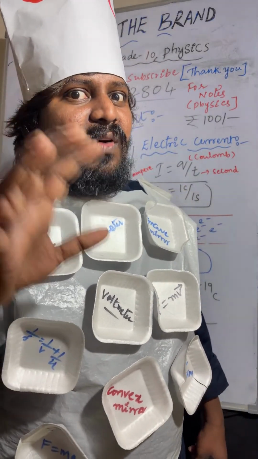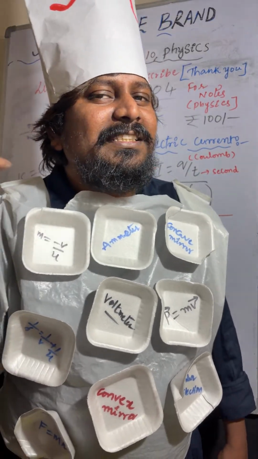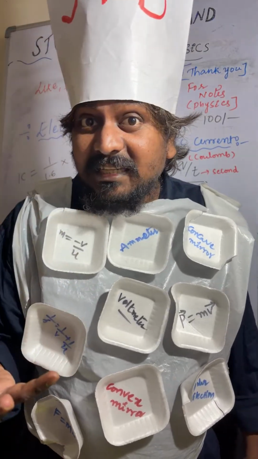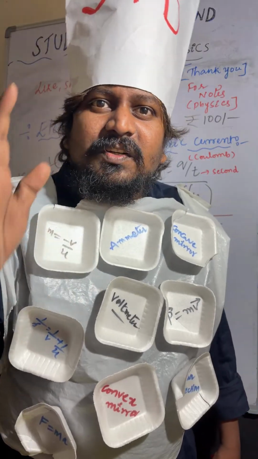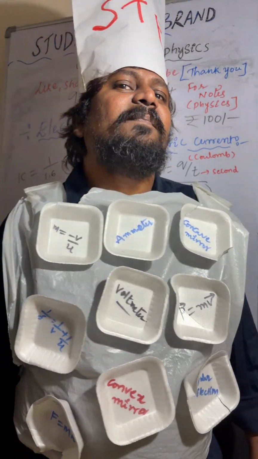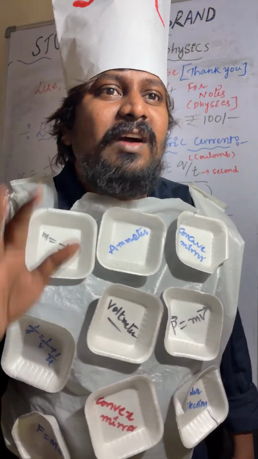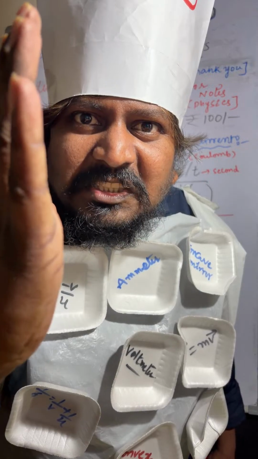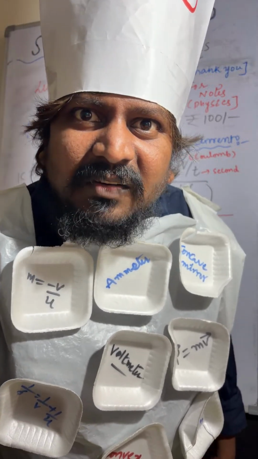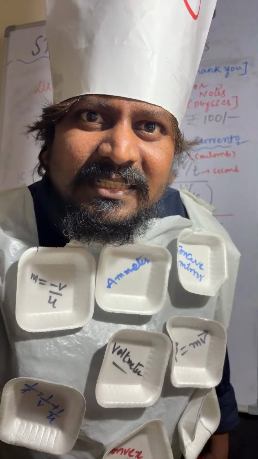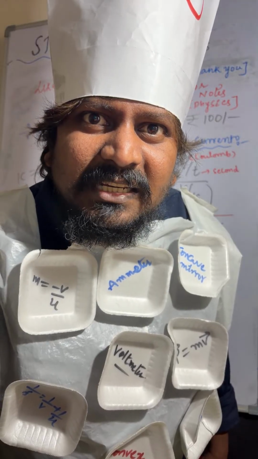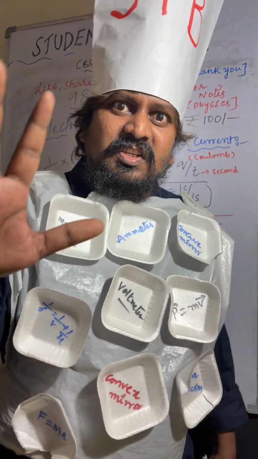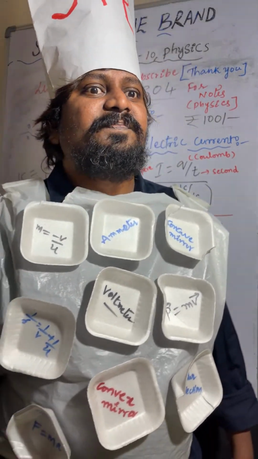So in 1 coulomb, how many electrons are present? 6.25 into 10 power 18 electrons. On 1 electron, how much charge is present? 1.6 into 10 power minus 19 coulomb. That is the charge on 1 electron.